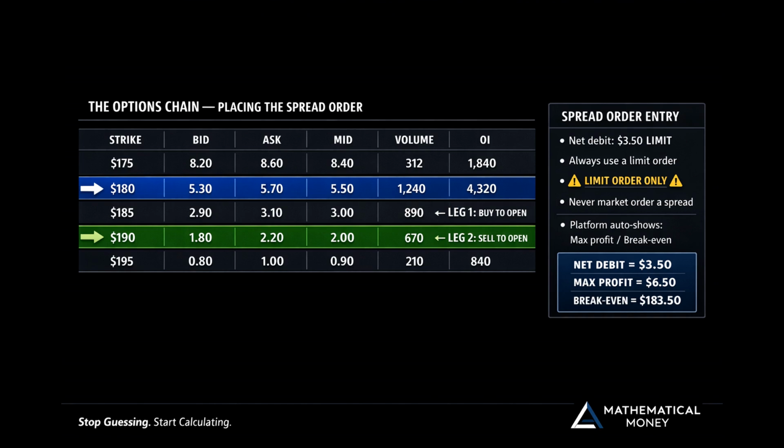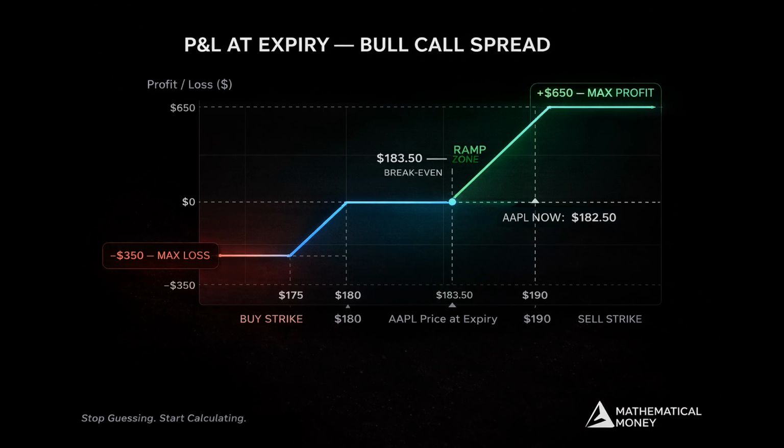At $3.50 debit, you are buying the spread near mid-price on both legs. A fill at $3.40 to $3.60 is realistic on most trading days. The profit and loss diagram for the bull call spread.